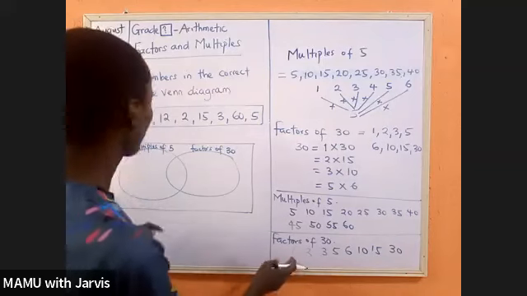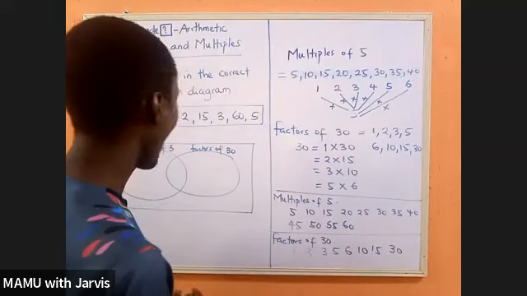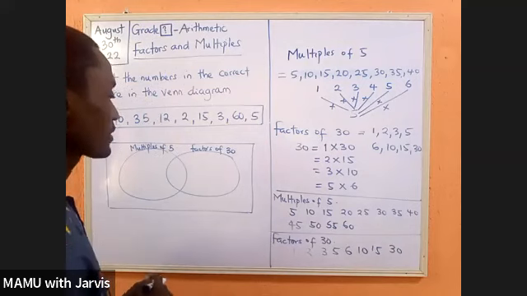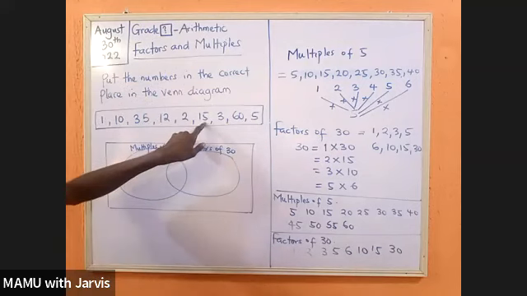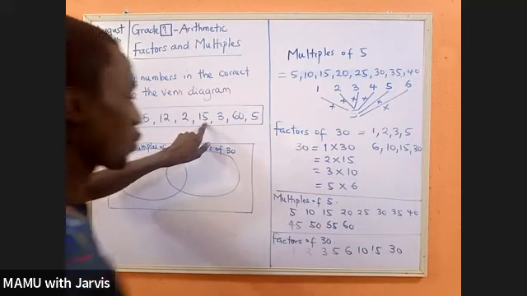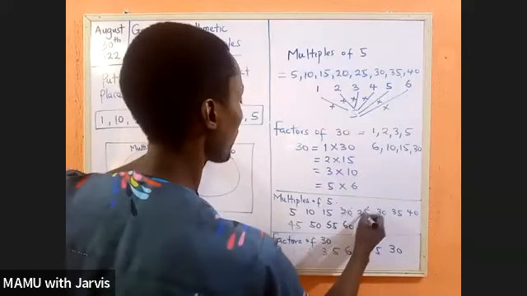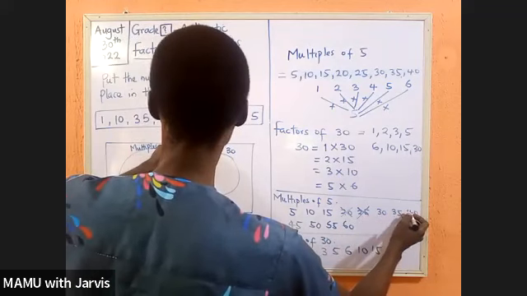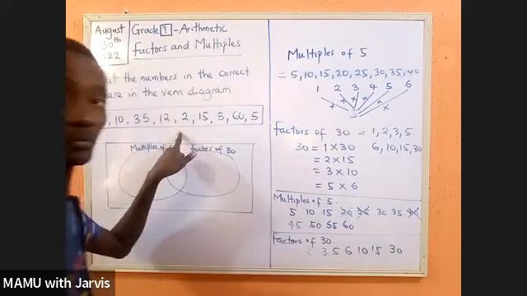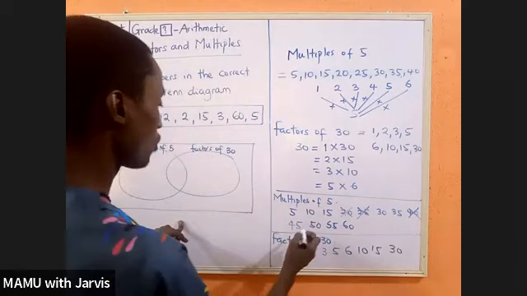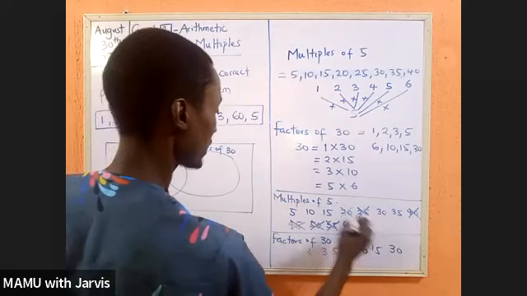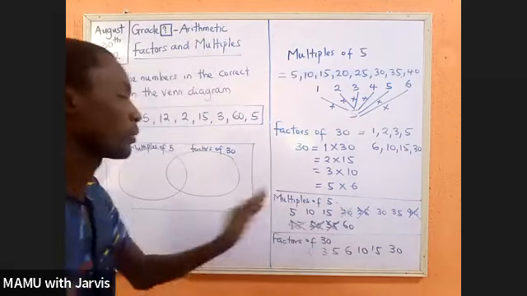I have 1. Do I have 5? Yes. Do I have 10? Yes. Do I have 15? Yes. Do I have 20? No. So I don't need it. I don't need 25. Do I have 30? Yes. Do I have 35? Yes. Do I have 40? No. Do I have 45? No. Do I have 50? No. 55? No. 60? Yes. So these are the numbers I need from the multiples.